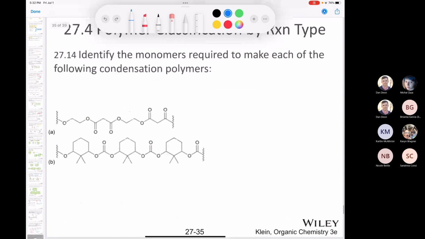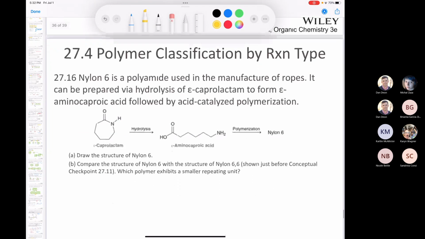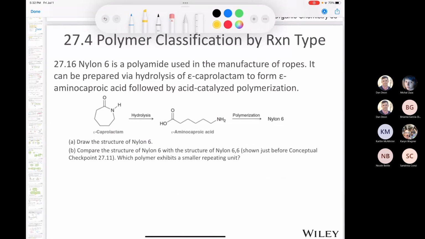So what I'd like everybody to do is we're going to take a short break. I'd like everybody to try 27.14 A and B. Just see if you can come up with the monomers that were used to make these condensation polymers. They even specifically tell you they're condensation polymers. Then I'd like you to try to draw nylon 6 and then compare it to nylon 6,6 and see if you can figure out which one is a smaller repeating unit. All right, smaller repeating unit of the two.